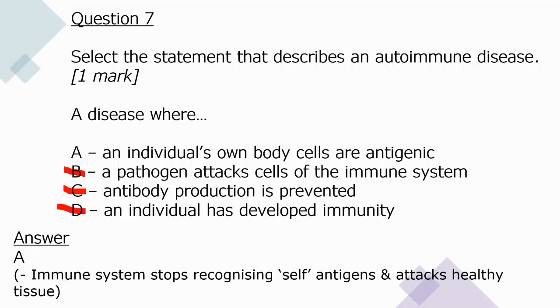So an autoimmune disease is when the immune system stops recognizing self-antigens and attacks healthy tissue. So what the statement means here by our own body cells being antigenic is that they are being identified as non-self antigens.